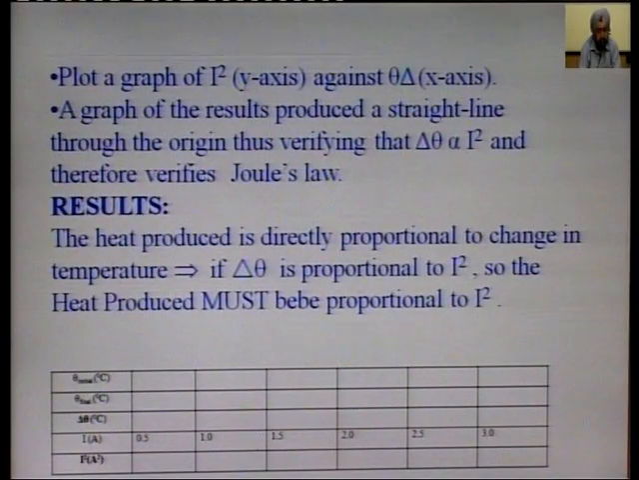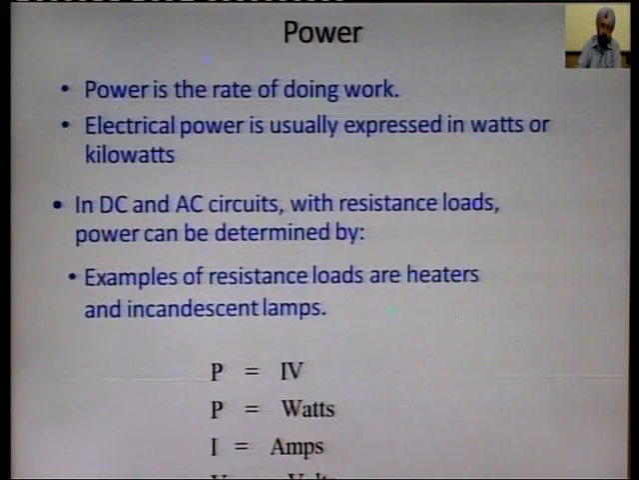This is what we had said, that electrical heat energy is proportional to I square. Why then? Because heat produced is directly proportional to change in temperature, and change in temperature is directly proportional to square of the current. This means heat produced must be proportional to the square of the current.